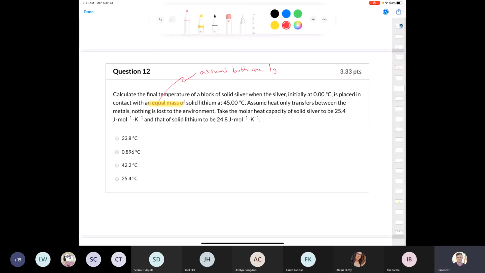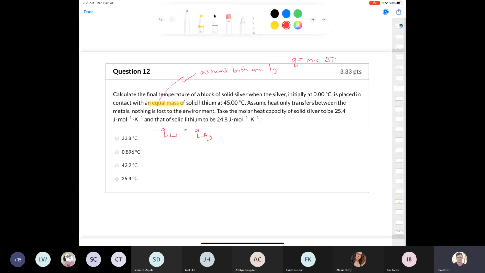Because we know that the heat lost by the lithium, the Q of the lithium, is going to be equal to the heat gained by the silver, isn't it? Right? So we know from our last problem that Q is equal to M times C times delta T. Here we're going to use molar heat capacity. So I think it might be wise to convert both of these molar heat capacities into specific heat capacities.